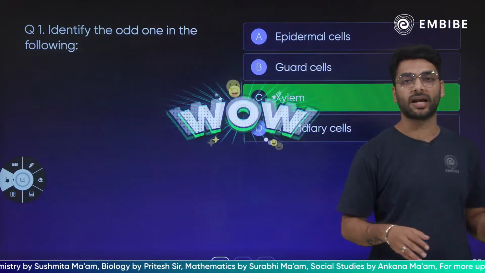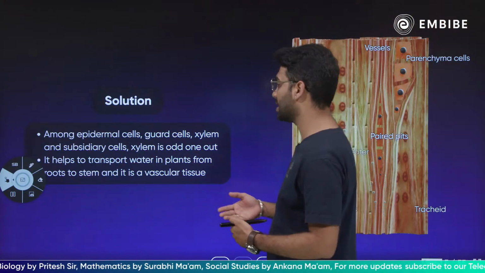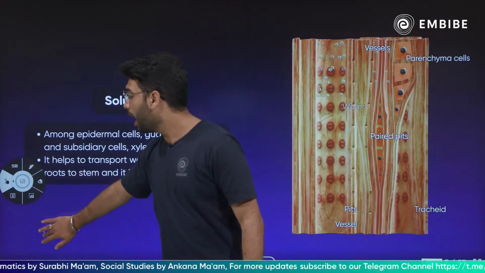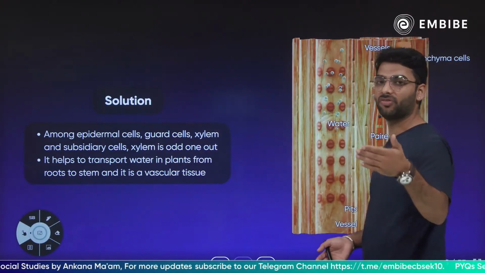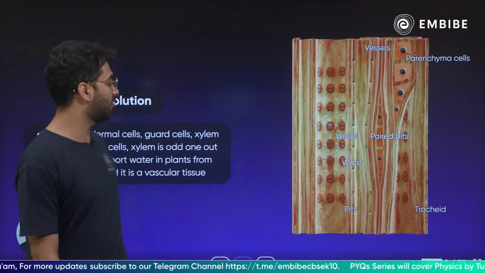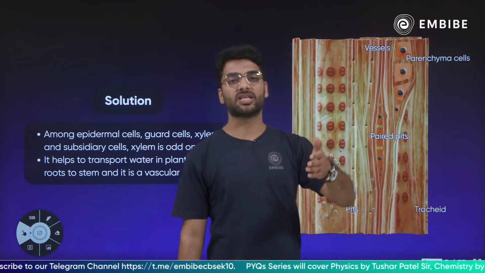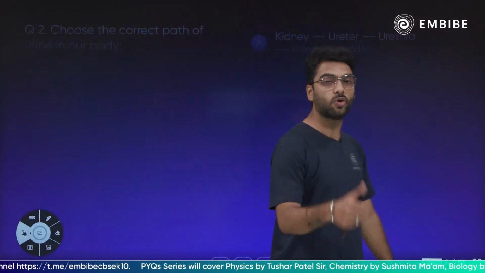It is absolutely correct because epidermal cells, guard cells and subsidiary cells, they all are a part of the outermost lining. But if you talk about xylem, it is a part of the vascular tissue. It is a part of the vascular bundle, xylem and phloem. Xylem is responsible for conduction of water and minerals, whereas phloem is responsible for conduction of food. Very good. So first one you have got it right.